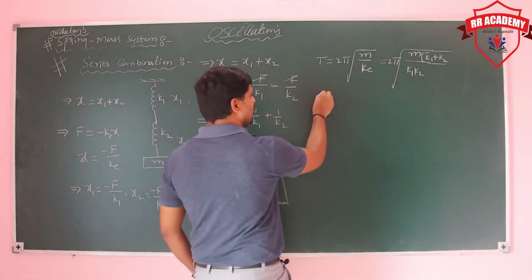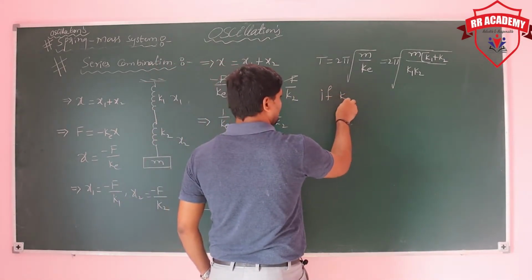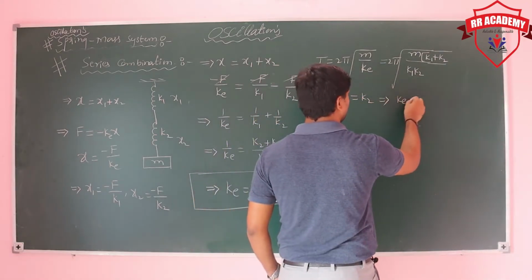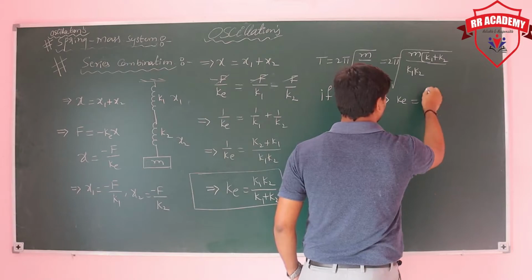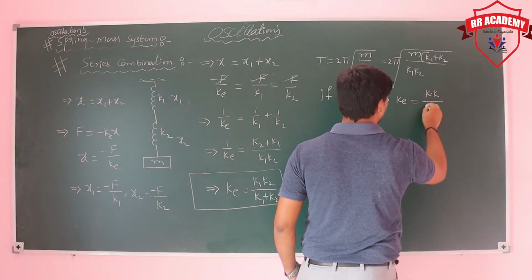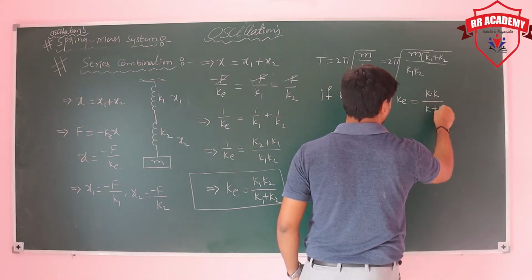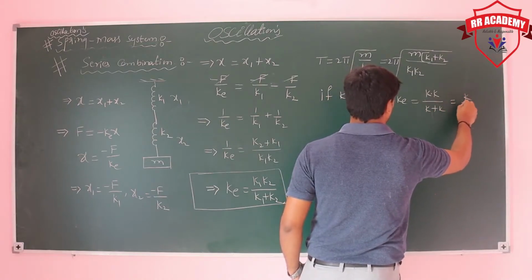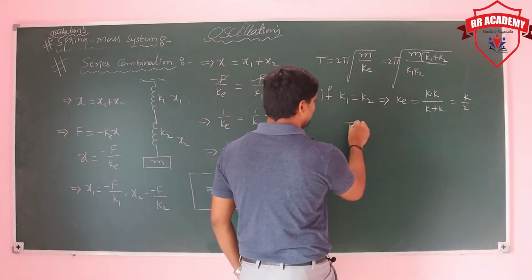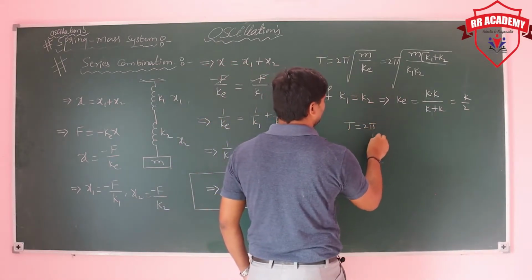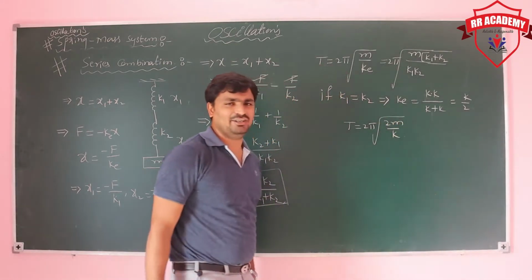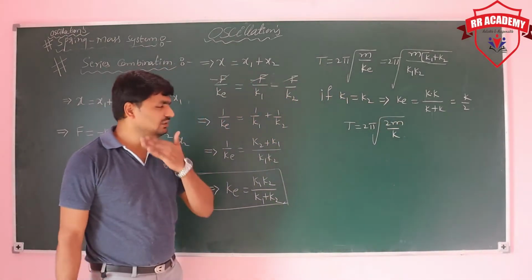If K1 is equal to K2, then what is the value of the K effective? It is going to be K into K by K plus K, that is K by 2. Then the time period is going to be 2 pi into under root 2m upon K.